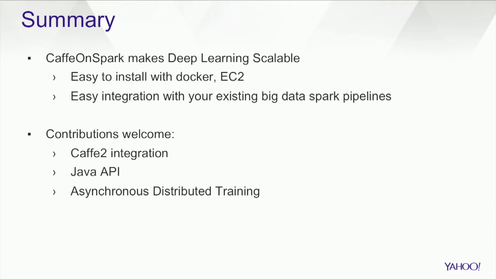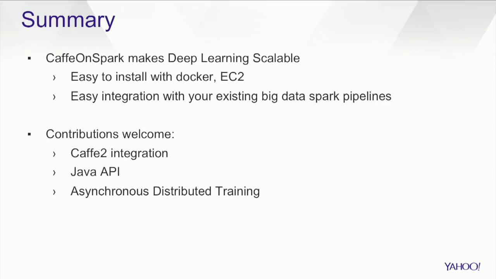So I don't have a lot more to talk about, and we can actually discuss more in terms of question and answers. But to summarize, CaffeOnSpark makes deep learning scalable. It is easy to install now with Dockers and EC2. It integrates easily and very seamlessly with your Spark pipelines, and you can do data exchanges very easily. If you have a Spark cluster, it's kind of a no-brainer.